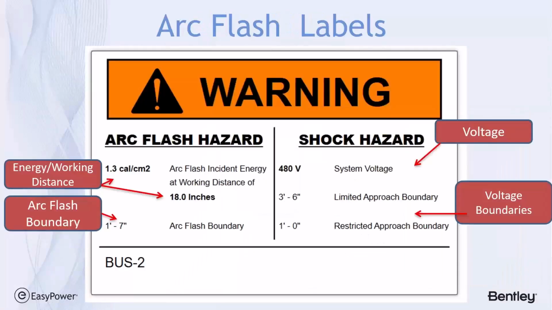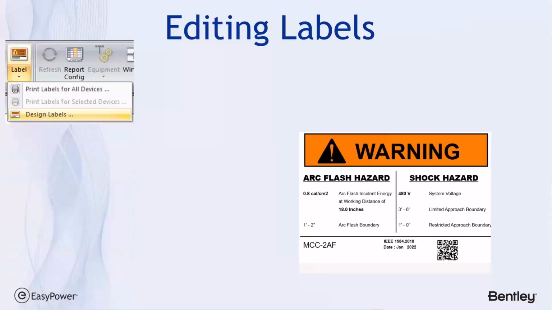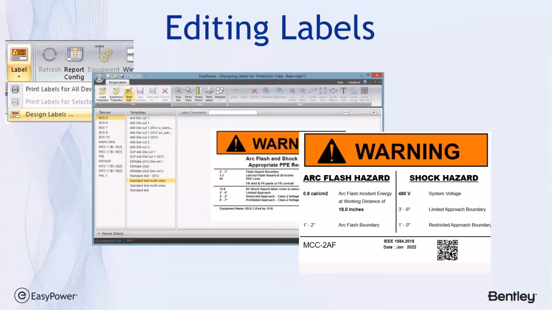And so you'll see a typical label that looks like this, showing the energy and working distance, the arc flash boundary, and then the system voltages. In addition, you may want to have more data, including the calculation methodology or the date. And EasyPower's label editing capabilities are well appreciated by anybody that has to do custom labeling. So these can be modified.